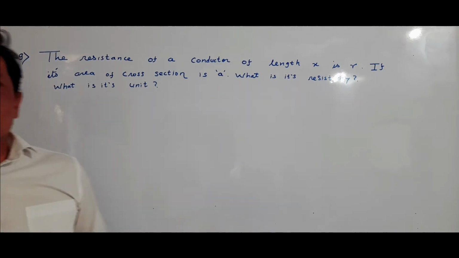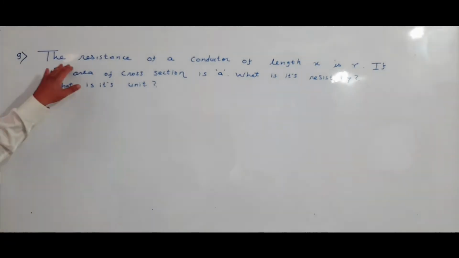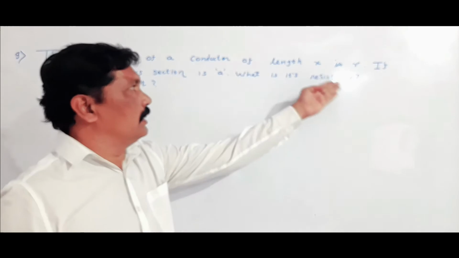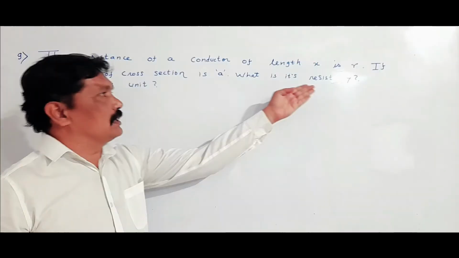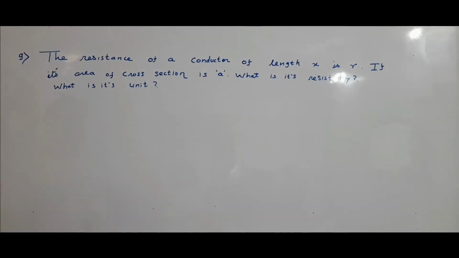Let's have brainstorming over the problem first. The resistance of a conductor of length x is R. If its area of cross section is A, what is its resistivity? What is its unit?